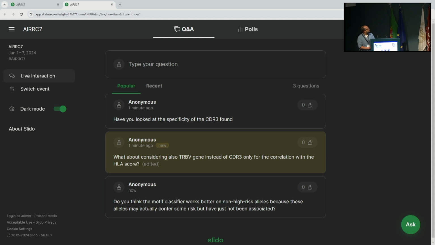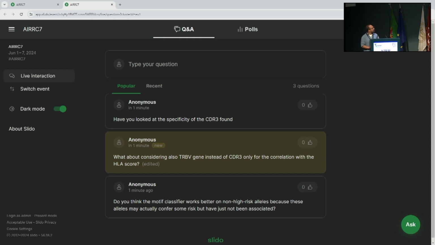Okay, what about considering also TRBV genes instead of the CDR3 as for correlation with the HLA score? So we have looked at the TRBV genes, and not really with the HLA score, but we couldn't find much difference there. So we have done generalized analysis, and we couldn't find difference. We also have some cluster CDR sequences and V gene combined together, and we do see their association with the HLA.